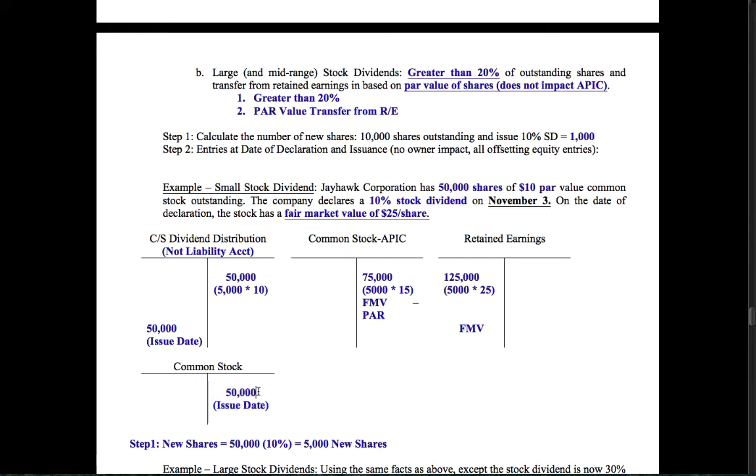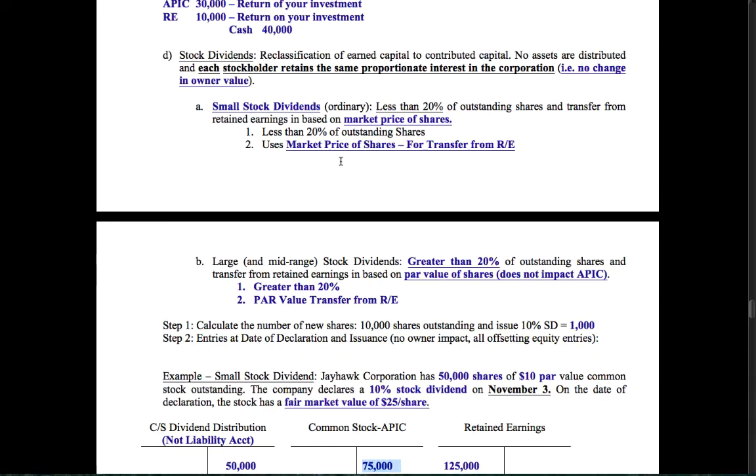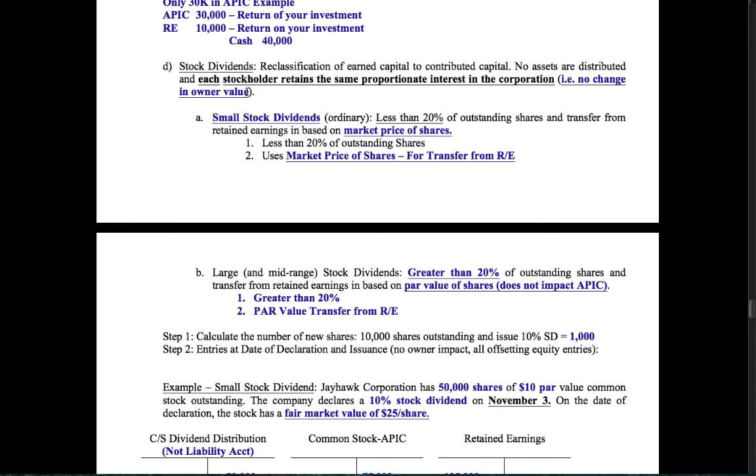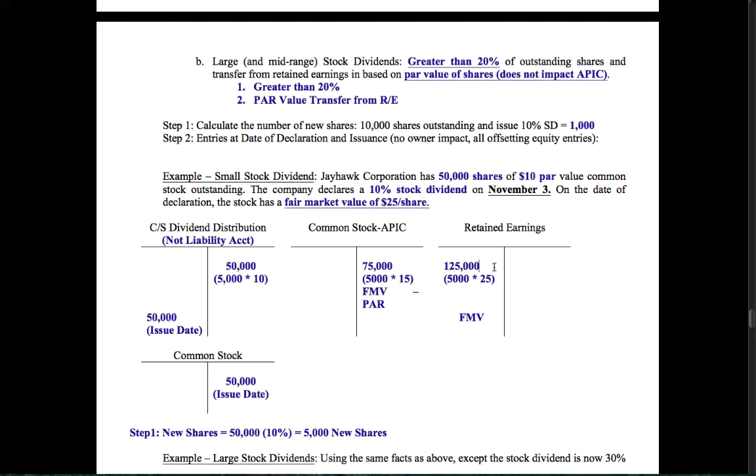So as you can see, we reduced retained earnings by $125,000 and we reestablished common stock and additional paid-in capital in an amount equal to $125,000. So as I previously mentioned up here, there's no change in the owner value whatsoever, because all we did was transfer the earned capital of $125,000 and we transferred it to the contributed capital, which is the common stock and the common stock additional paid-in capital account.